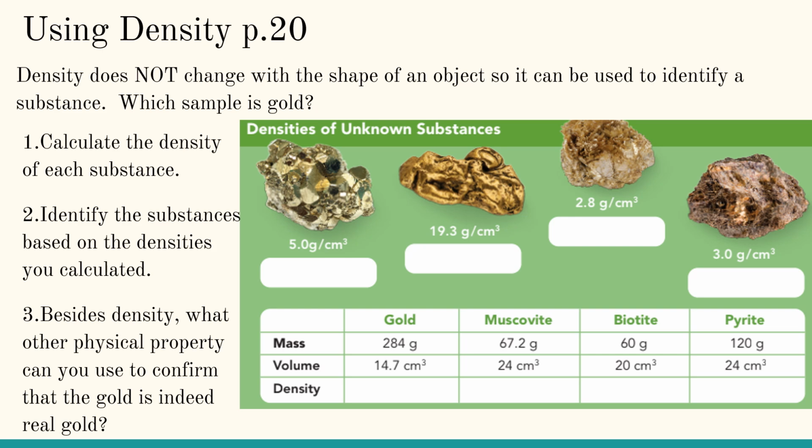Sorry. So we're going to take our mass, divide it by our volume. So 284 divided by 14.7 is 19.3. We're going to continue doing that for each of our samples.